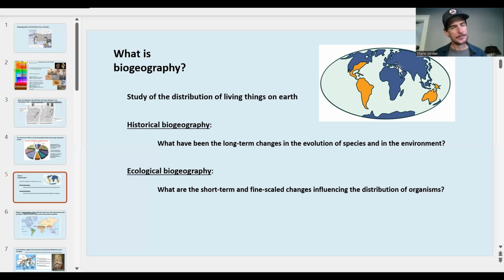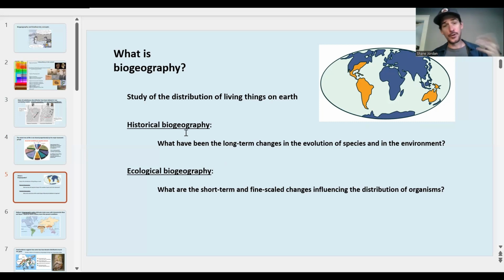Where does it occur? Now, biogeographers basically break this subject down into two subsets. One is historical biogeography, and the other is ecological biogeography. And these two paradigms are really looking at the distribution of species from two very, very different perspectives. Historical biogeography is much more focused on understanding what the long-term changes in the evolution of species and in the environment have been as far back as we can possibly study them. Whereas ecological biogeography is much more focused on understanding what the short-term, more fine-scaled changes influencing the distribution of organisms might be.